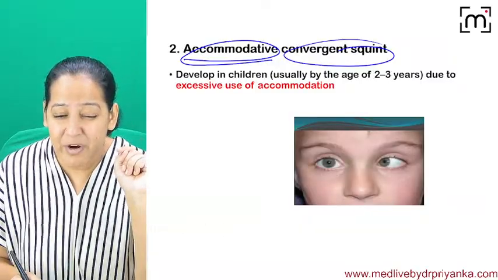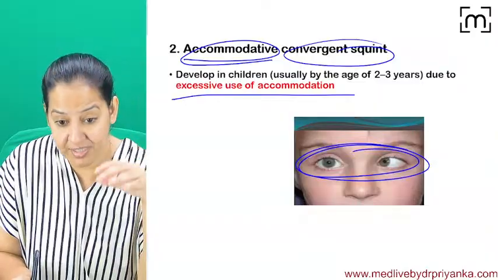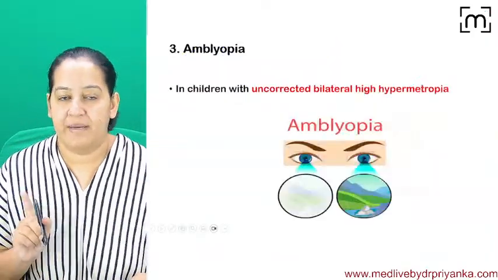So because of excessive accommodation, the person has convergent squint. That can be the complication, especially in children, if there is excessive hypermetropia from childhood. So that can be the second complication.